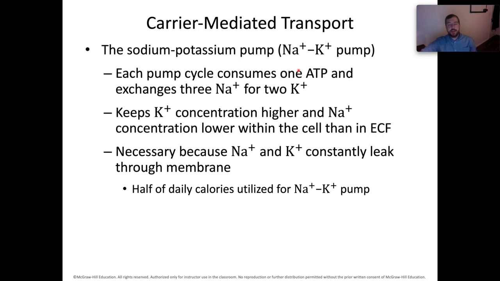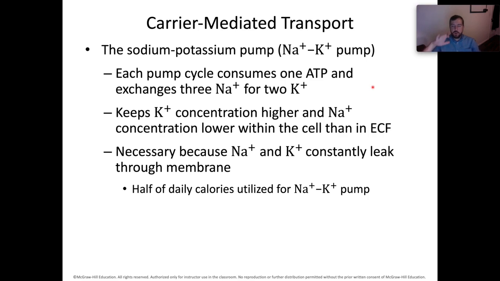Sodium and potassium balance is basically one of the most essential ionic interactions for cellular life and for life and physiology in general, so that's why it's so important. We're not just teaching you this to torture you with a lot of information, it's vital. Each pump consumes one ATP, and it exchanges three sodium for two potassium.